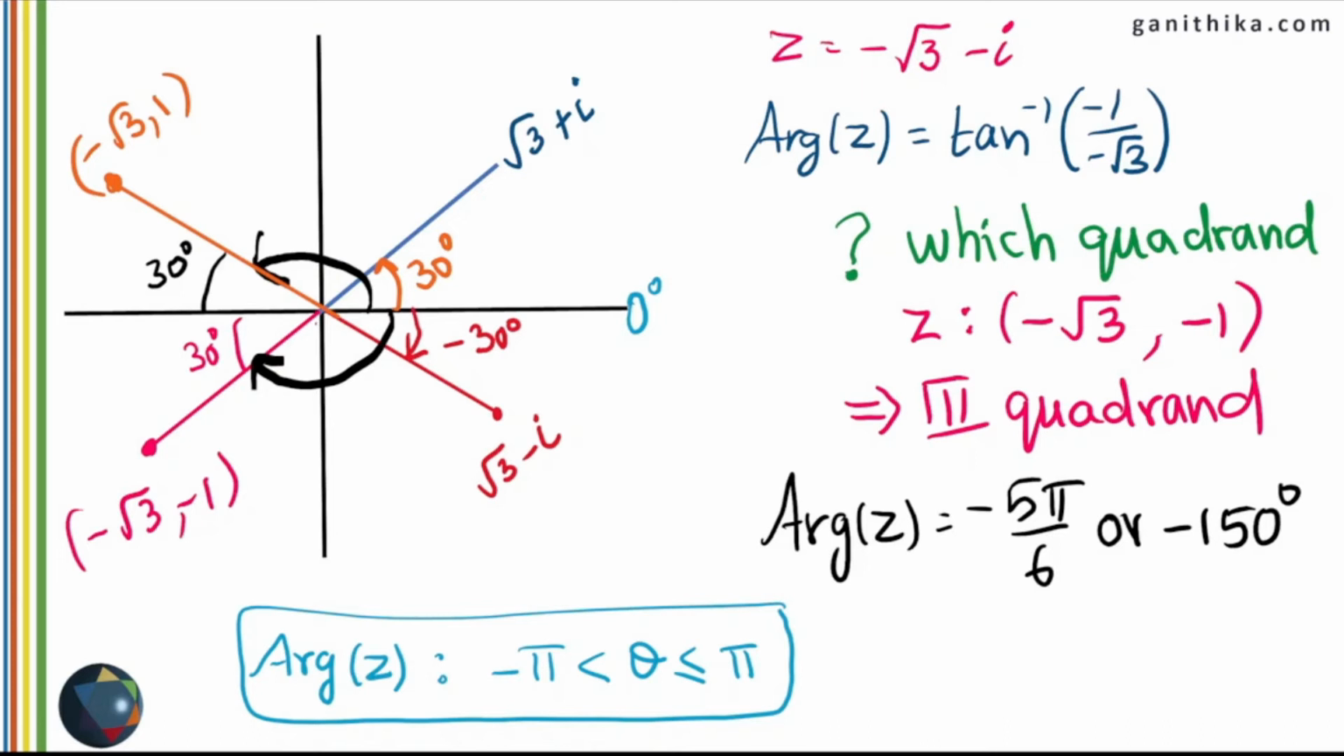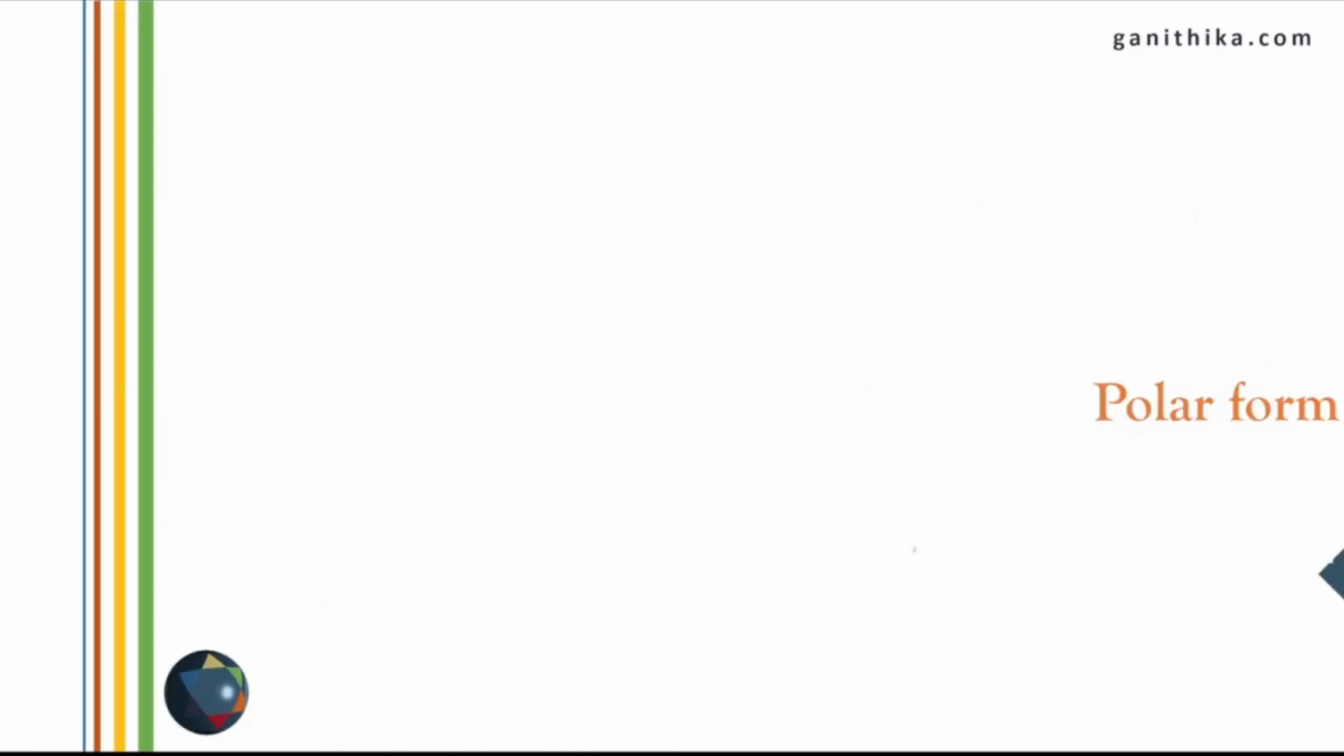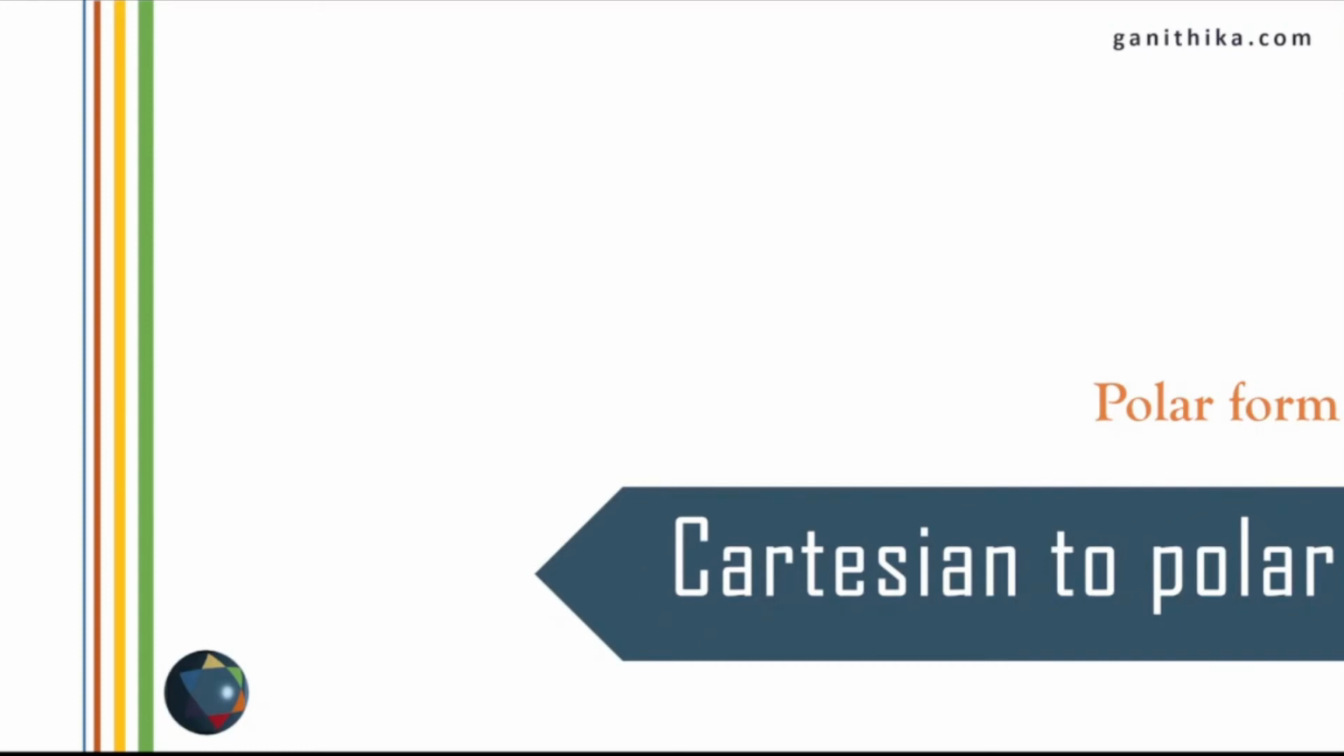Argument of a complex number is either 0 to minus pi or 0 to pi, depending upon which quadrant it is in. If it is in the first and second quadrant, the argument will be between 0 and pi. If it is in the third and fourth quadrant, the argument will be between 0 and minus pi. Let's come to the main point of this video, converting a complex number from Cartesian to polar form.